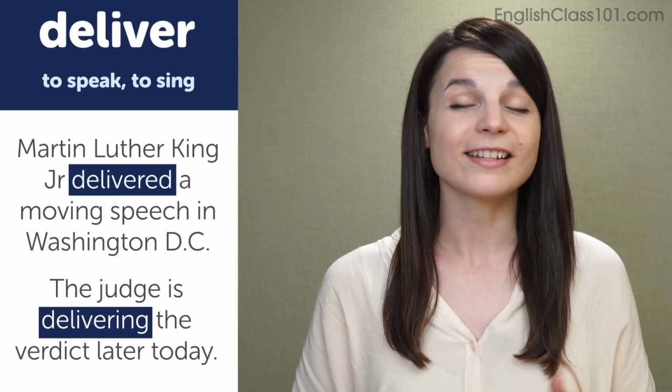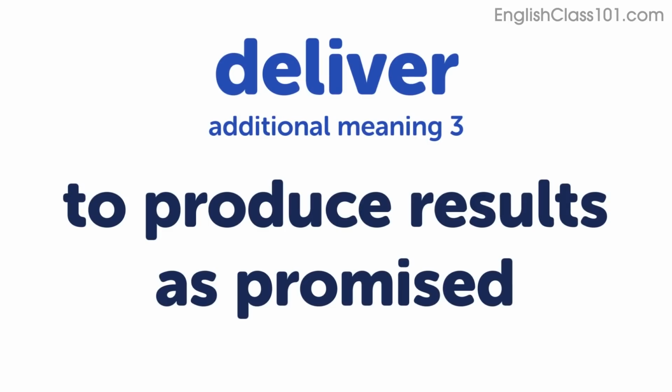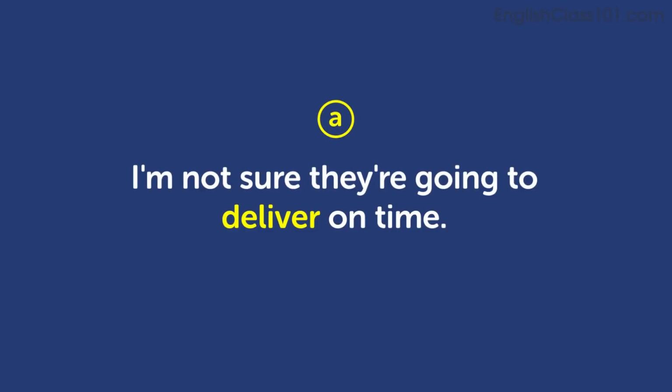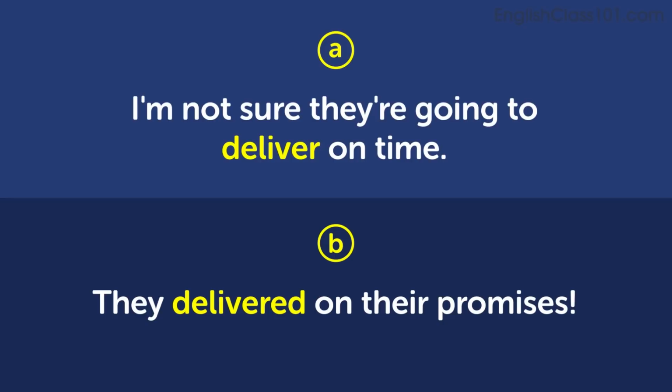Let's go on to the next additional meaning for this verb. The next additional meaning is to produce results as promised. Let's start with some examples. I'm not sure they're going to deliver on time. They delivered on their promises.